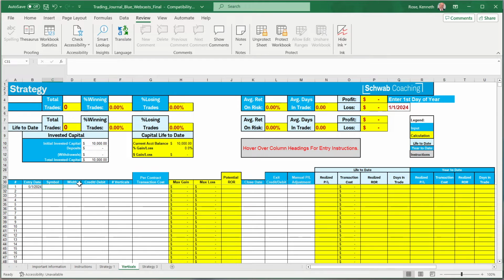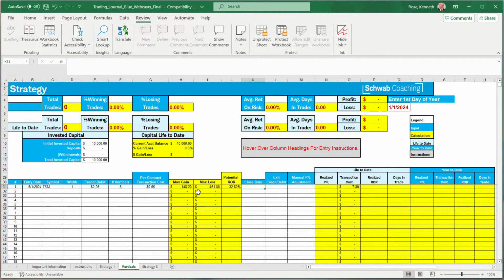Let's come back over here and put in our symbol. The symbol on that stock was TSM. The width on the short vertical was $1 wide. The credit, if I remember right, was 0.26. The number of verticals, we did 6 of those. For transaction costs, we'll just use transaction fees of 65 cents per contract. Notice that the spreadsheet automatically calculates for you the theoretical max gain, the theoretical max loss, and the theoretical return on risk. For demonstration purposes here, why don't we do a what-if exit?